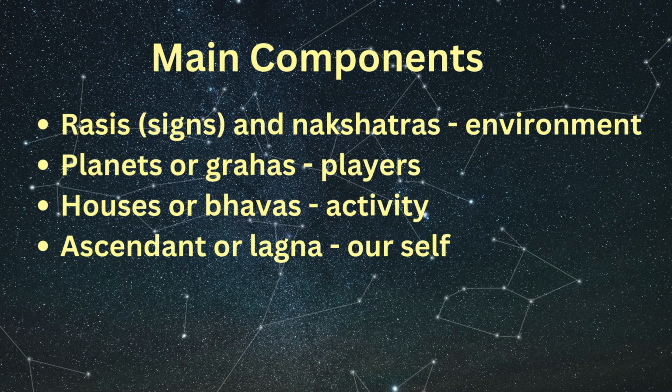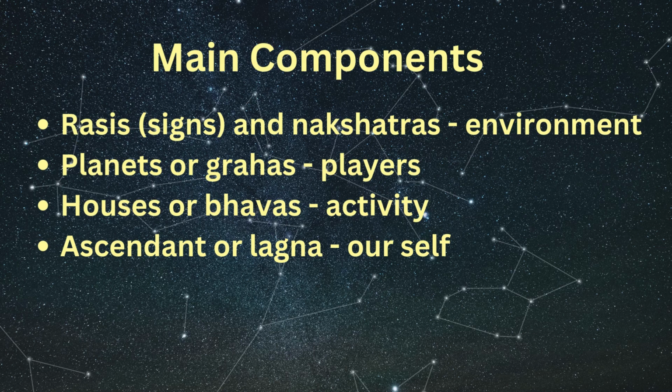The Vedic chart helps answer the question posed by Maitreya to Parashara in the Brihat Parashara Hora Shastra. What is the relationship of the individuals on earth to the celestial bodies in the sky? To answer this, we need to understand the environment, the players, the tasks, and our self. Rashis and nakshatras outline the environment. Rashis are broader, like countries, and nakshatras are narrower, like a state or region within the country.